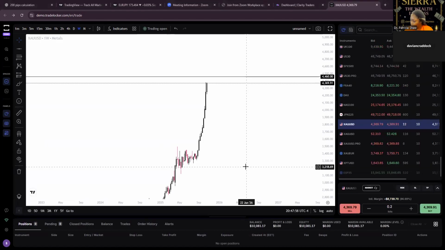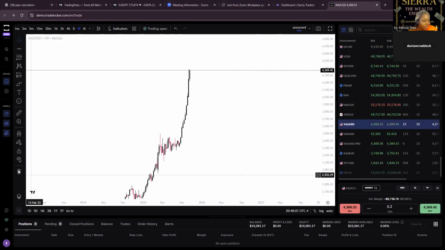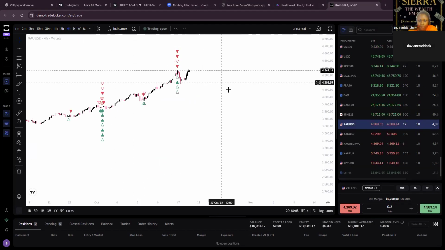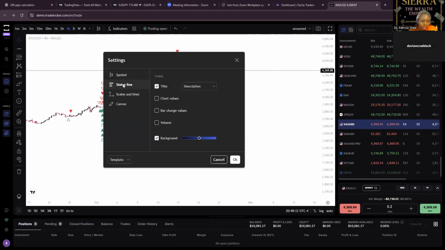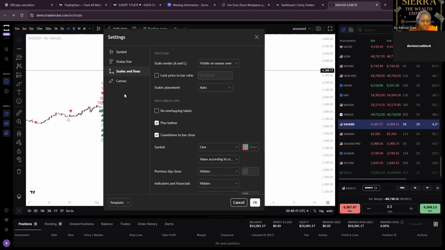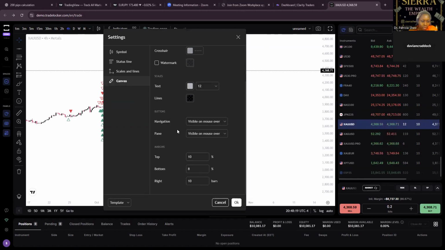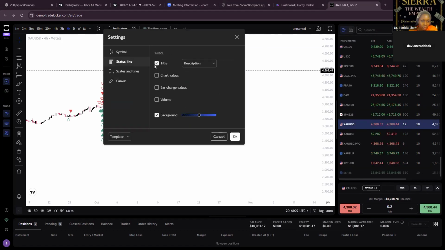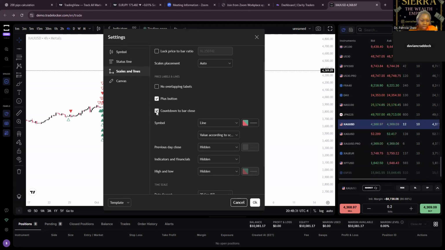Alrighty, I'm going to go ahead and get started on the markup. I'm waiting on this 4 hour candle to close. Why is my countdown not there? It said countdown, it's not up here.